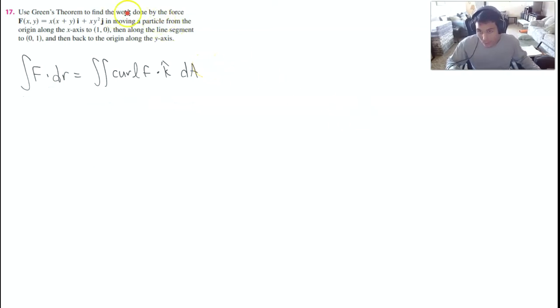I'll start by actually drawing and describing what this is. So it's a particle moving along the x-axis. It starts at the origin, goes to (1, 0), so goes to this point, with an arrow going down here, and then it goes up along the line segment to (0, 1). So then (0, 1) is here, and back to the origin. So it's a triangle. That's what it is.